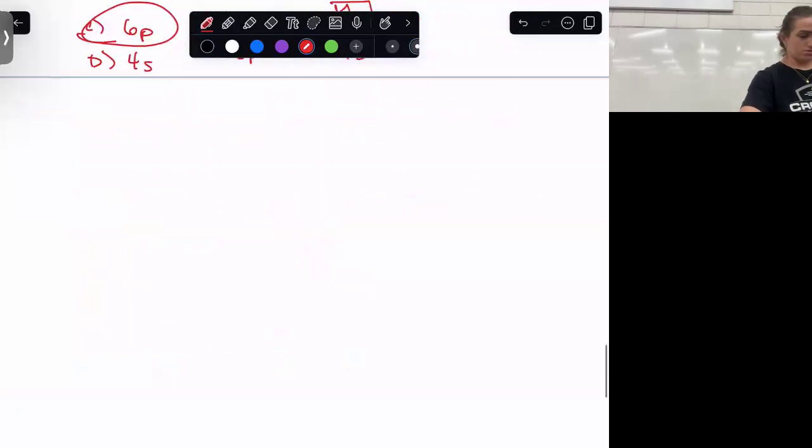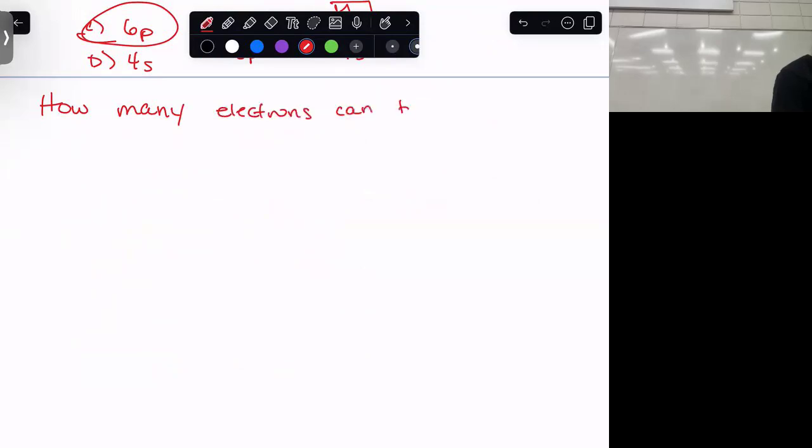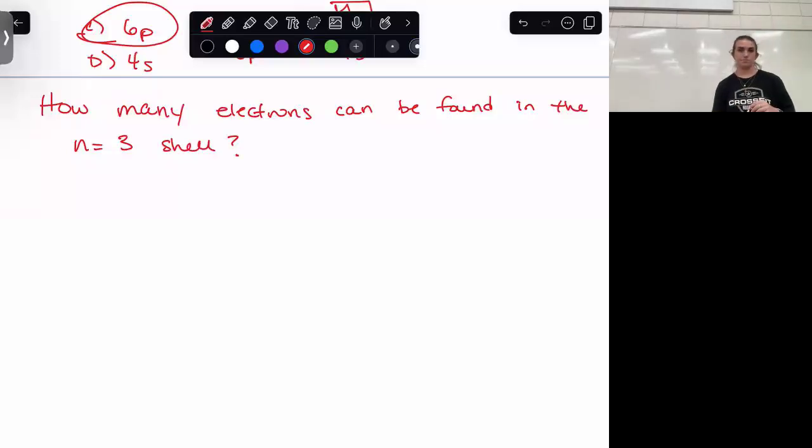Okay, so here's a clicker question. How many electrons can be found in the n is equal to 3 shell?